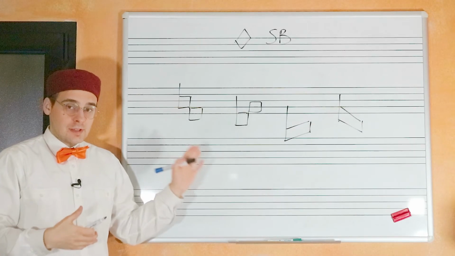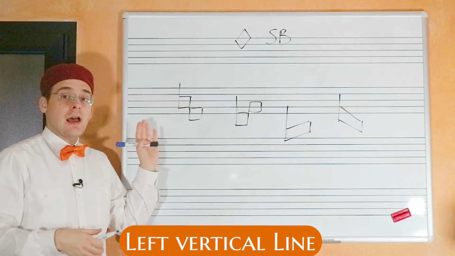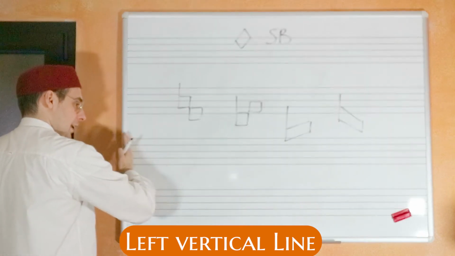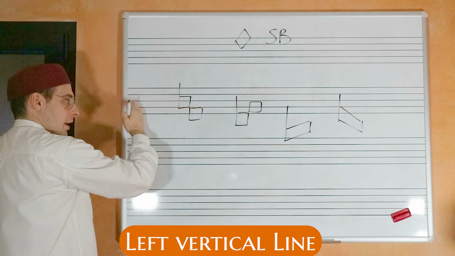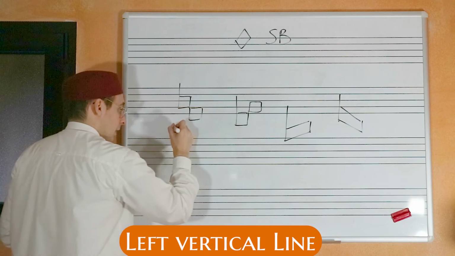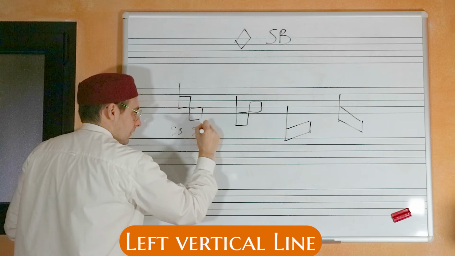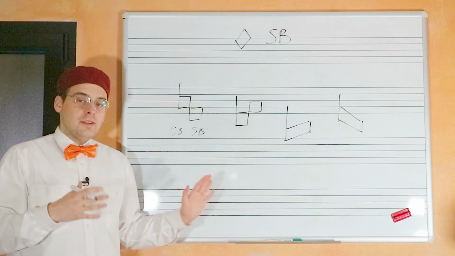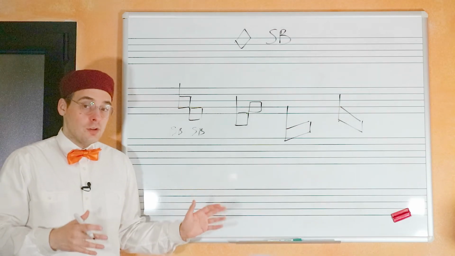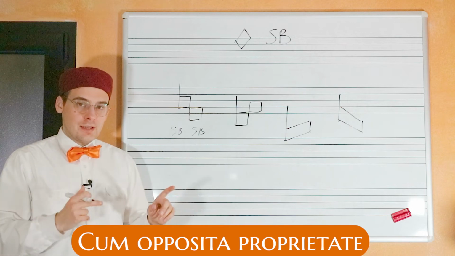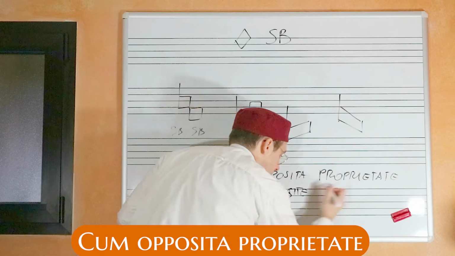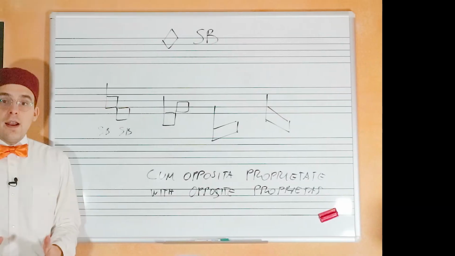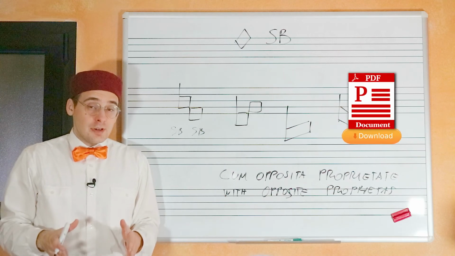As you can see, these four examples have a left vertical line. This left vertical line, this pilum at the left and in the vertical direction, transforms the two notes into semibrevis and semibrevis. All these figures are semibrevis and semibrevis. This case, in the theoretical explanation, is called cum opposita proprietate. So, with opposite propietas. Well, for this first video about ligature is enough.